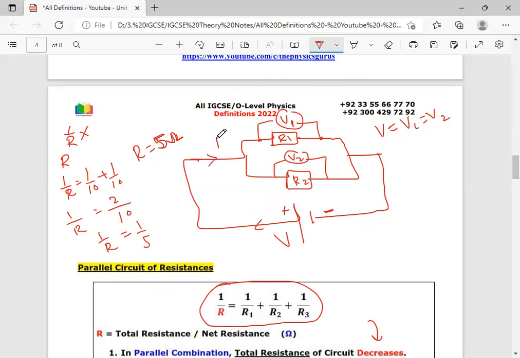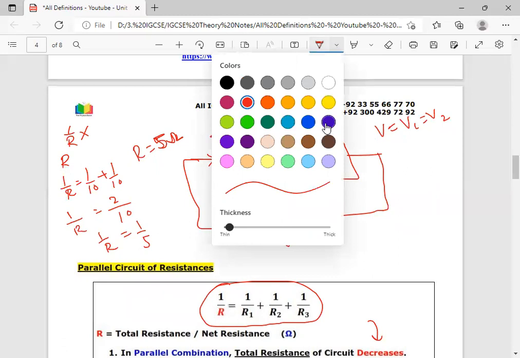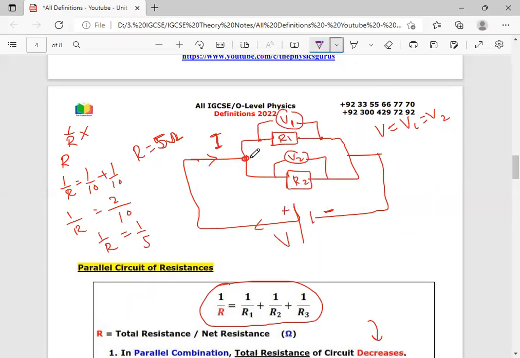But what happens to the current when current reaches this point? Now current can flow in the upward direction as well as in the downward direction. So current has now split, and it depends on the value of resistance used in the circuit. Here the current will be I1, the current will be I2, and once again, when it is merged over here, it becomes equal to I. So the total current is I equals I1 plus I2. The properties of parallel combination are entirely opposite to the properties of series combination.